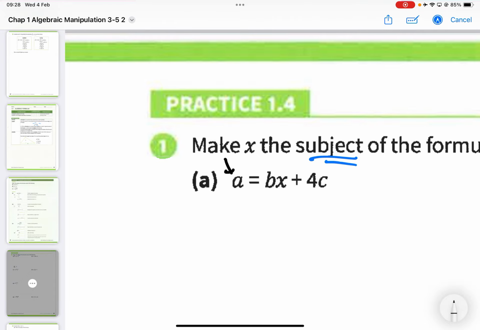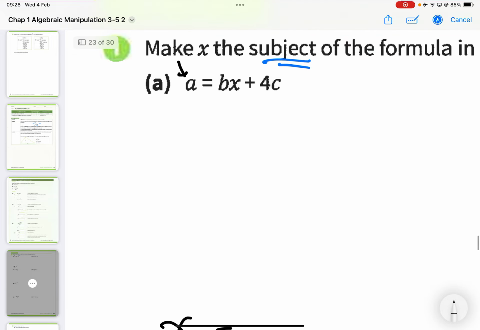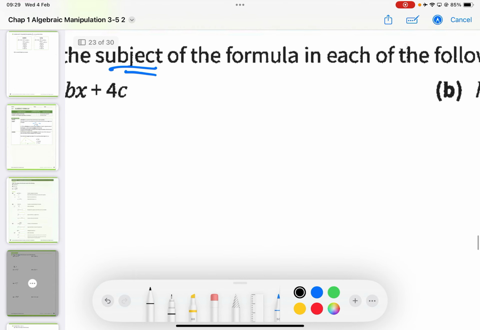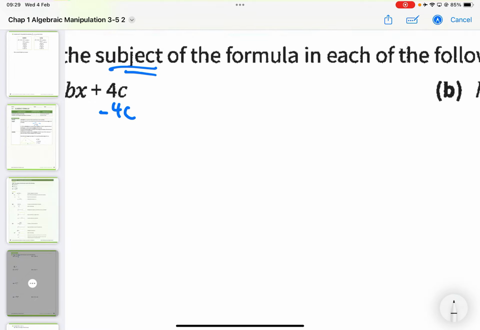If I don't want 4C, I want to subtract away 4C. If I only look at the right hand side, I have a 4C, but I know I don't want 4C. I only want X. So I want to minus away 4C. 4C minus 4C will become 0. Then my 4C will disappear. Then my right hand side will have only BX.